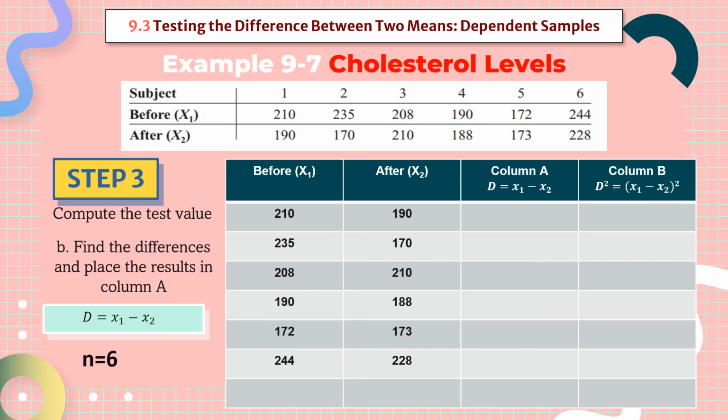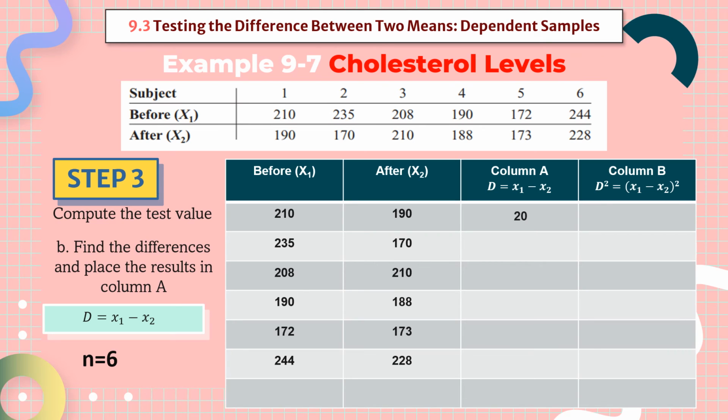And then next, step B, find the differences and place the results in column A. For column A, we have the formula D equals x sub 1 minus x sub 2, wherein we subtract the value of before and after. We have 210 minus 190 equals 20.